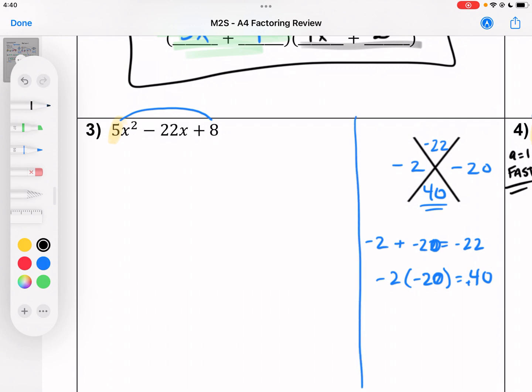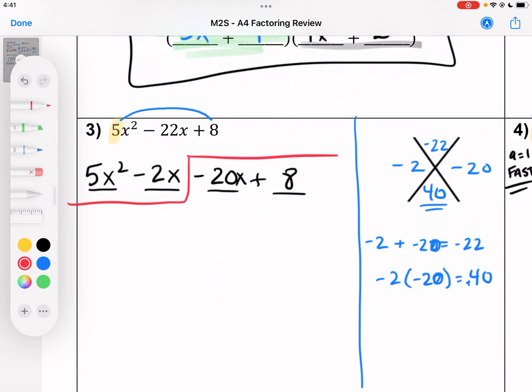All right. So remember, there's going to be 4 spaces. So I'll go ahead and write 5x squared and the 8 at the end, plus 8, I should say. And then we'll put a -2x and a -20x. And then we'll split it on up. Ka-chow.